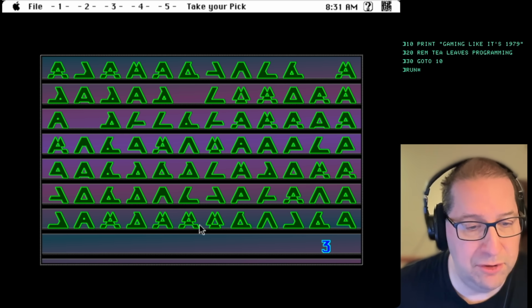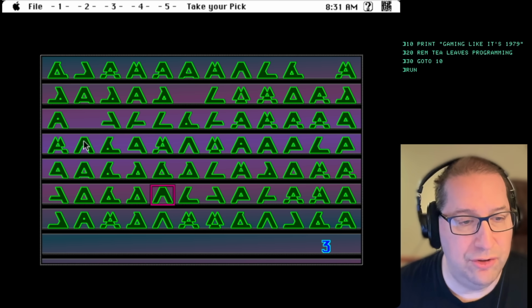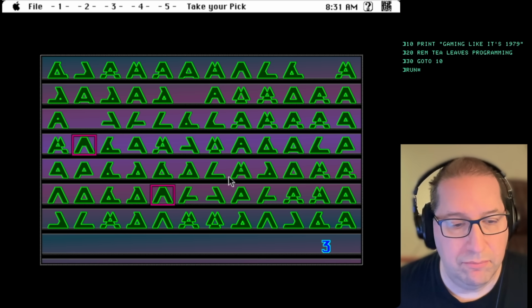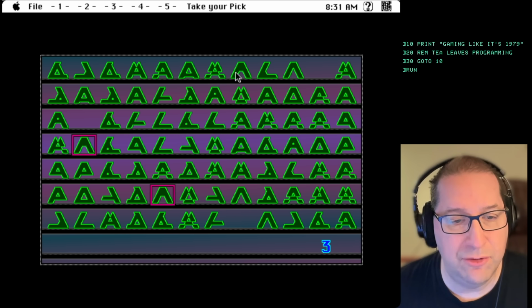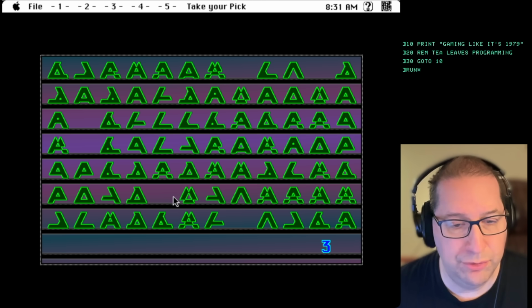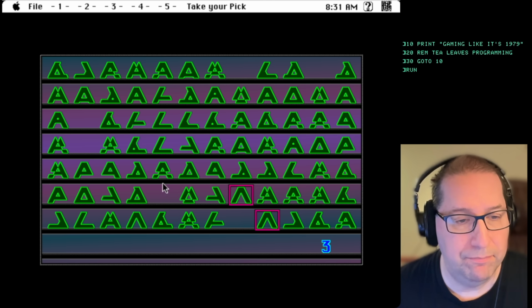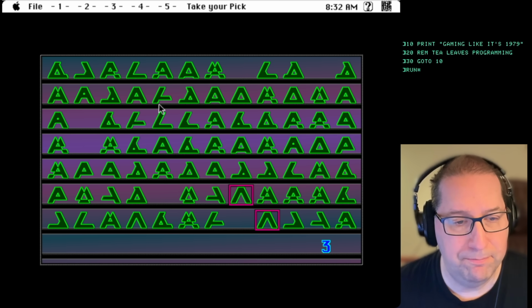Okay, I got one of them at least. And I guess it gets easier. Well, it doesn't necessarily get easier because I believe it gets faster as you remove triplets. Why can't I see it?